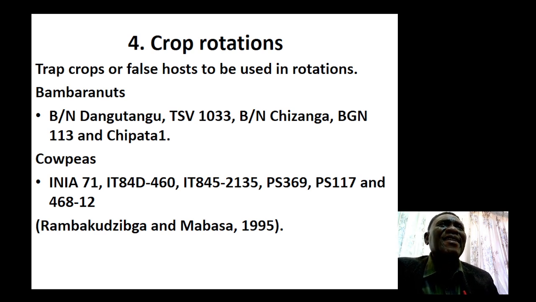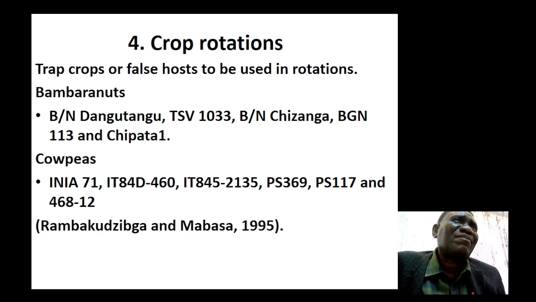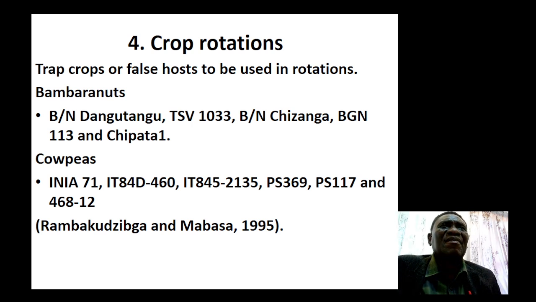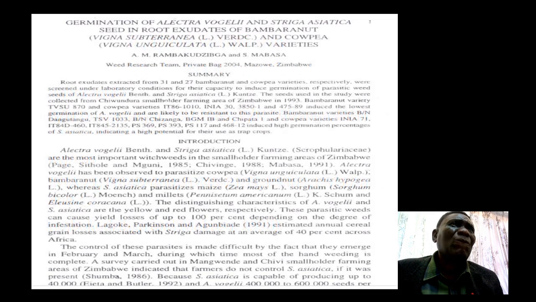So what we are saying is that in crop rotations, you need to use such materials so that they remove or kill Striga. When you come up with your maize after these legumes, the challenge from the parasites will be reduced. So there's a paper to that effect if you want to read it.